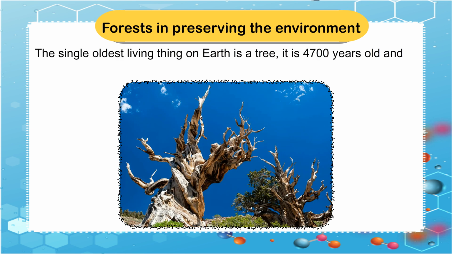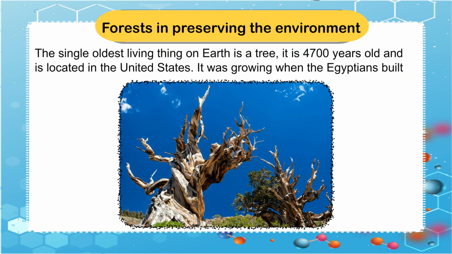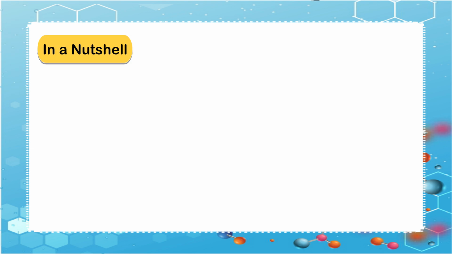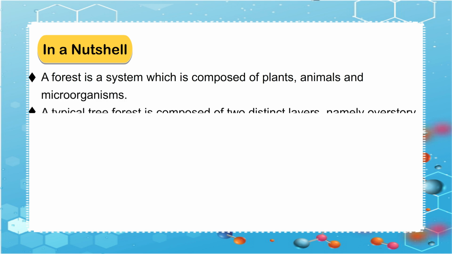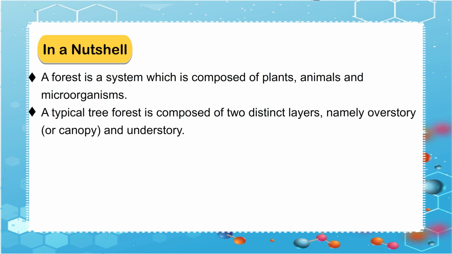The single oldest living thing on Earth is a tree. It is 4,700 years old and is located in the United States. It was growing when the Egyptians built the pyramids. In a nutshell, a forest is a system which is composed of plants, animals, and microorganisms. A typical tree forest is composed of two distinct layers, namely overstory, or canopy, and understory.